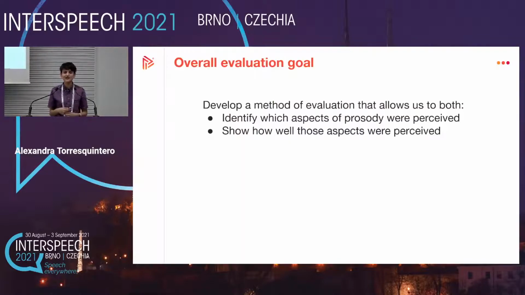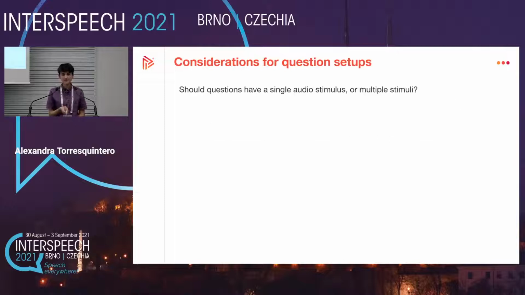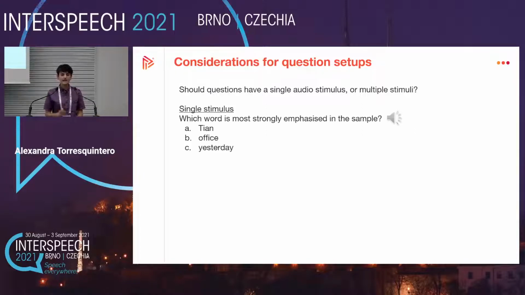So the goal of our evaluation is twofold. One, we want to identify which aspects of prosody were perceived by listeners, and secondly, we really want to show how well those aspects were perceived. In setting up our evaluation questions, we had several considerations. One, should the questions have a single audio stimulus or should there be multiple stimuli?